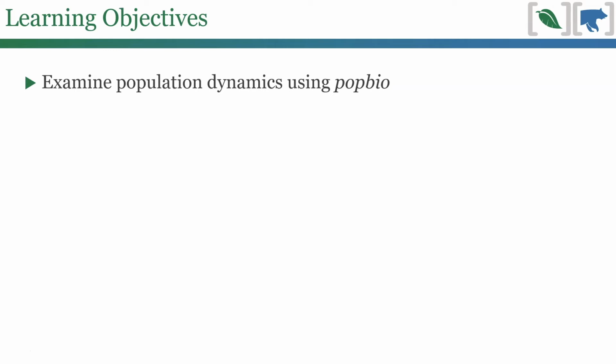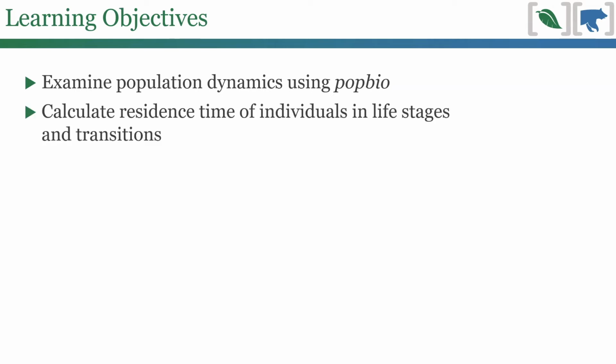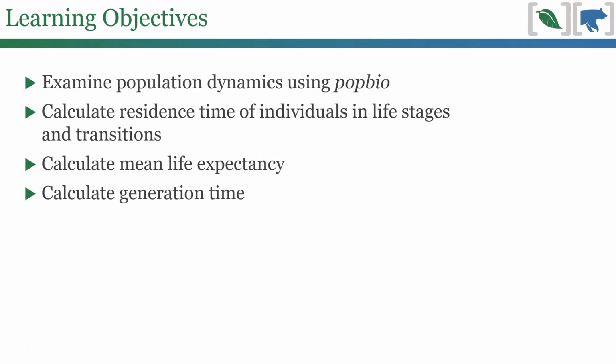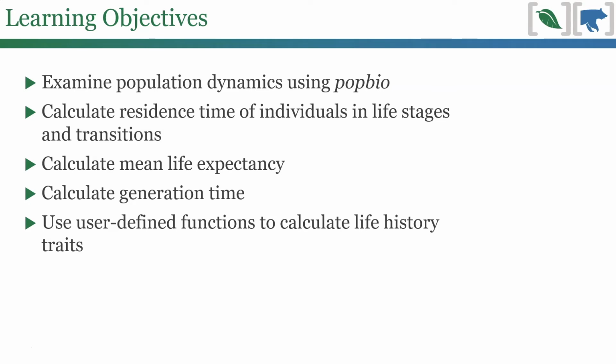In this tutorial, we'll cover 5 learning objectives. First, we'll examine population dynamics using the PopBio package. Then, we'll calculate residence time of individuals in life stages and transitions. Then, we'll calculate mean life expectancy and generation time. And finally, we'll use user-defined functions to calculate life history traits.